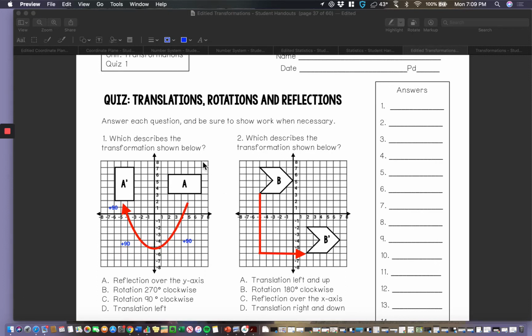Hello everybody. Today we have a quiz on translations, rotations, and reflections. So answer each question and be sure to show work when necessary.